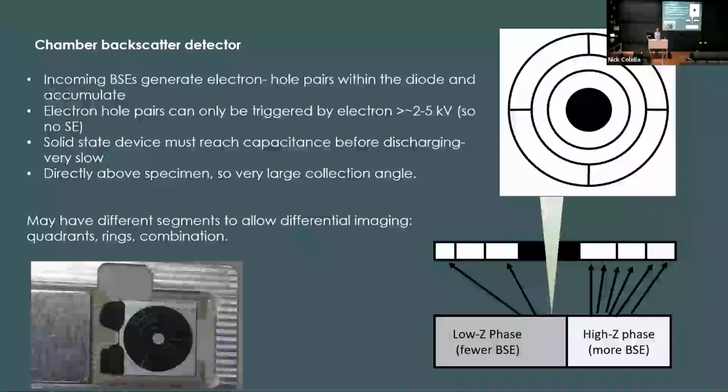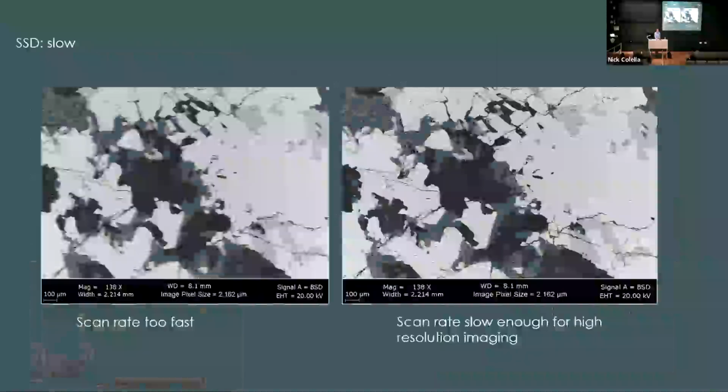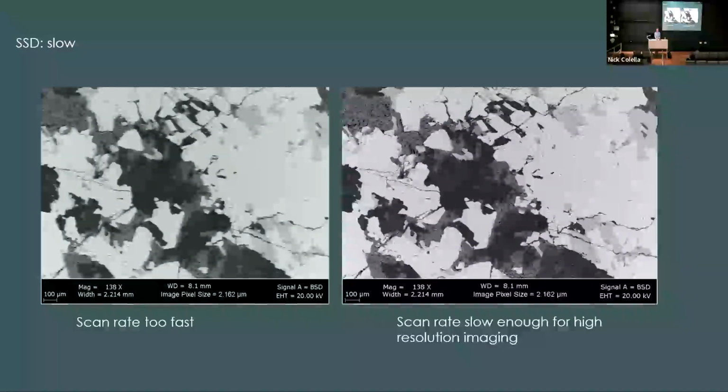It's fairly slow. As I mentioned, it's kind of an old style design, but it works very well by sitting directly above the sample to give good signal to noise, and really helps discriminate between different phases or different materials that you do have present in your sample. It may be segmented, which can give the user some control over exactly what type of BSE signal they want to collect. We can get into that a little bit later. But yeah, it's also fairly slow processing.